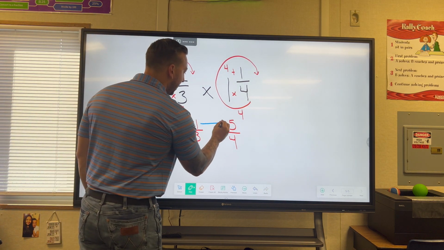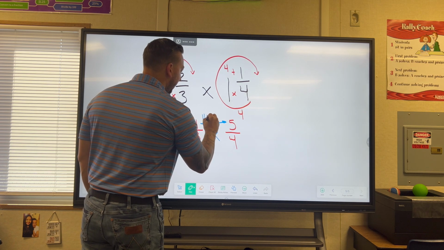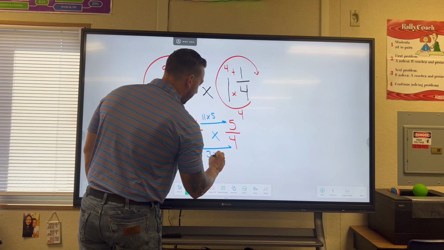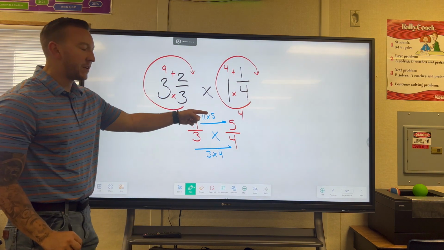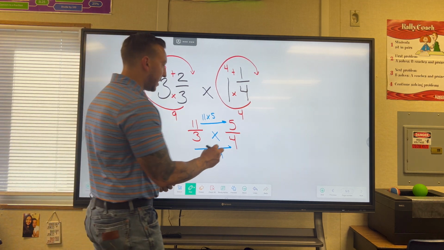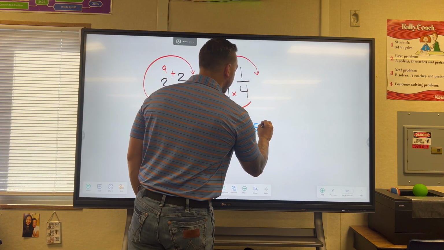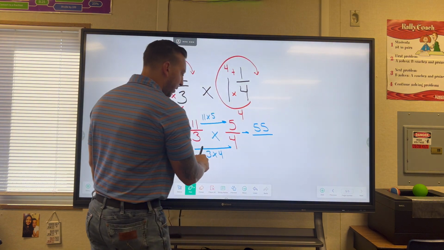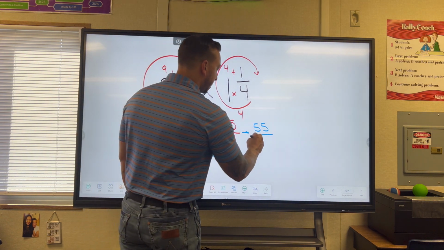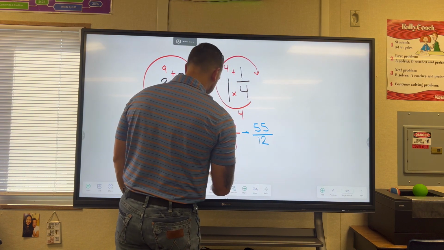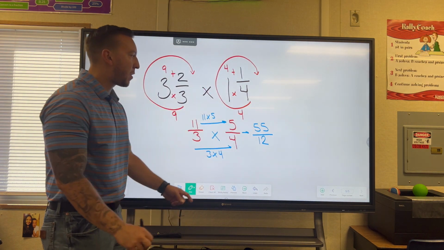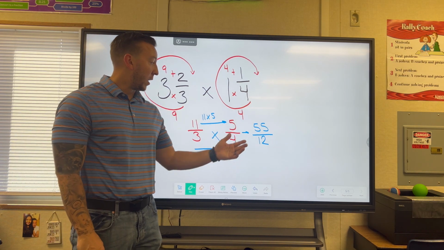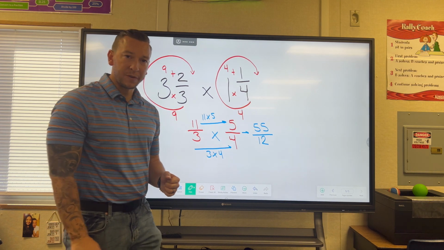I'm going to multiply 11 times 5, and I'm going to multiply 3 times 4. 11 times 5 for my numerators, that's going to get me 55. 3 times 4 for my denominators, it's going to get me 12. So now I have an improper fraction of 55 over 12. Well, now time for division.